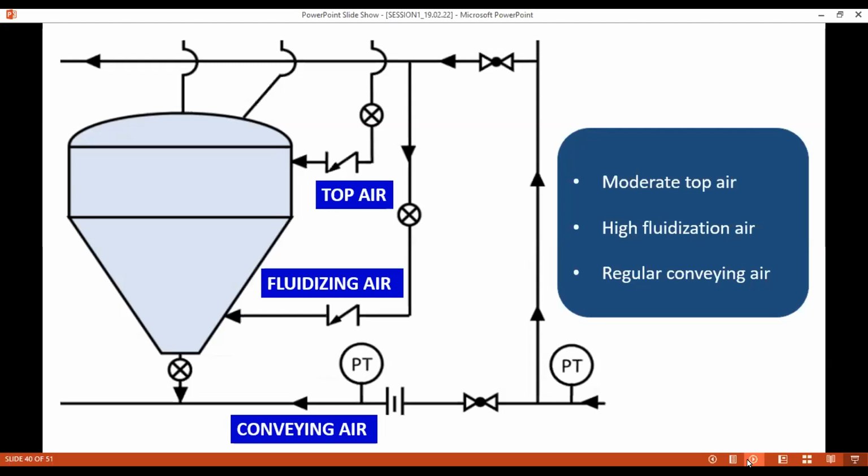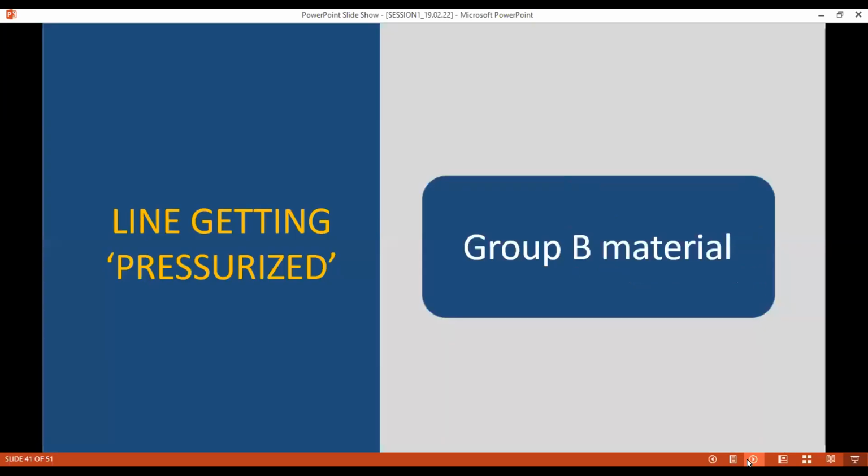So on the inclined surface, we churn the ash as much as possible, and we give a regular amount of conveying air. You don't have to give a lot of conveying air for these airs, but you have to provide a lot of fluidization air. A line getting pressurized: I go to the power plant, I heard this term quite often. It took me some time to understand what it means. It actually means you have a shooting of the pressure in the line. There is something called a steady increase of pressure, and there is something called a very kick pressure.